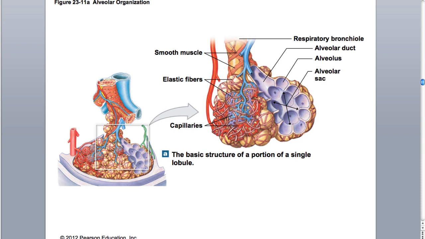Okay. So again, you see another view of it. These are the elastic fibers that I spoke of. Okay, next slide.